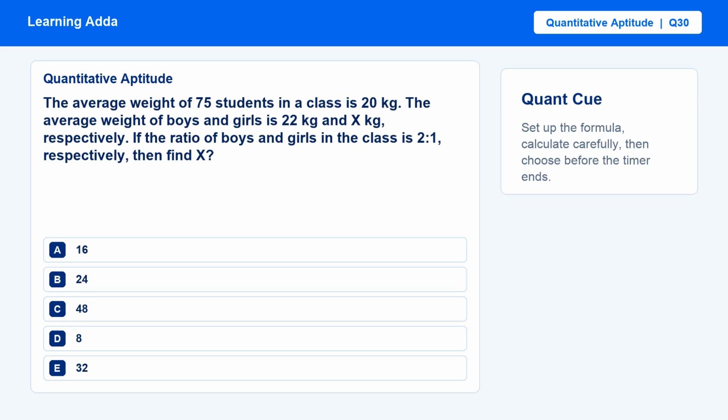Question 30. The average weight of 75 students in a class is 20 kilograms. The average weight of boys and girls is 22 kilograms and x kg, respectively. If the ratio of boys and girls in the class is 2:1, respectively, then find x. Option A, 16. Option B, 24. Option C, 19.48. Option D, 8. Option E, 32. The timer starts now.